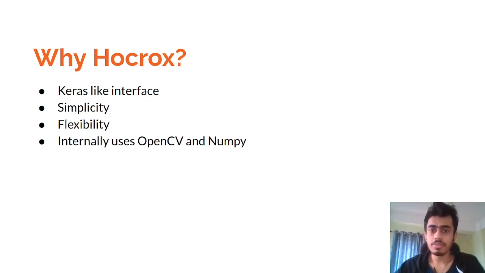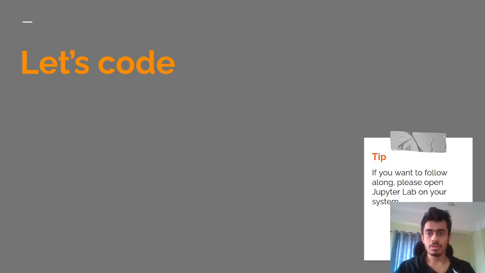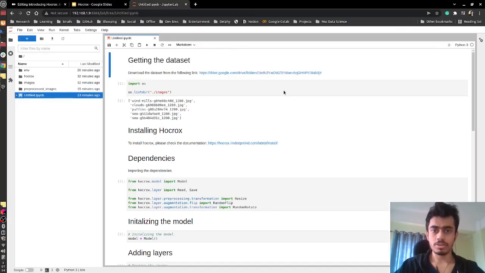Also, it's extremely flexible. That means you can actually create custom layers and you can use it in the way you want. And it uses OpenCV and NumPy internally, so it's incredibly stable. And as you know, OpenCV and NumPy both are incredibly optimized. That means it is also optimized. So let's write some code then.